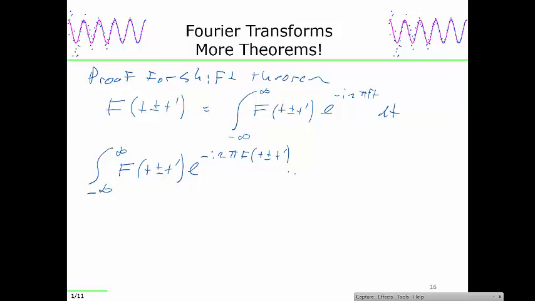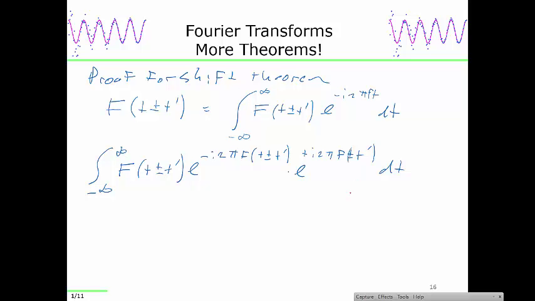times e to the minus i 2 pi f. I think I want actually plus. So here I have added t prime. Let's say that the sign is positive. In this case, I've added a negative t prime. So here I'm going to add a positive t prime in the exponent.